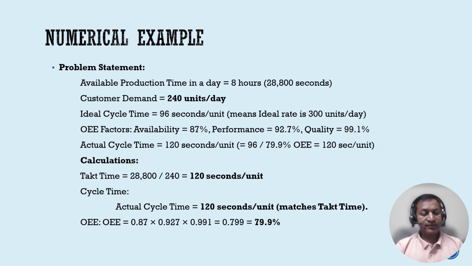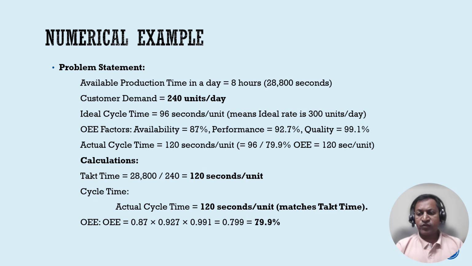Coming to the next slide. Well, we will understand these terminologies through a numerical example. Assume that we are producing a product for which the problem statement is as follows. Available production time in a day is equal to 8 hours, that is 28,800 seconds. Customer demand is equal to 240 units per day.